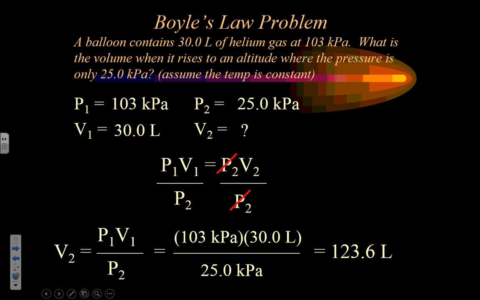But remember, we have to round to appropriate sig figs. My three numbers, 103, 30.0, and 25.0, all have three significant digits. Since I'm multiplying and dividing, I'm stuck with three sig figs in my answer, and I get 124 liters. And that ends our notes over Boyle's law.